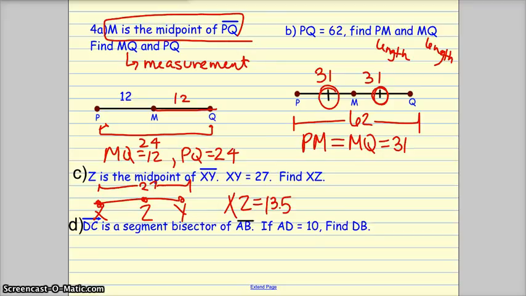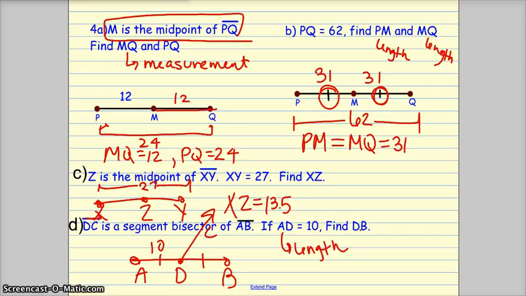DC is a segment bisector of segment AB. So here's segment AB. DC is a segment bisector. And notice DC is a ray. I don't think we've talked much about them yet, but it starts at D and goes towards C. Given the fact that it's a segment bisector, it's telling me that it's cutting the segment in half. If the length of AD equals 10, then find the length of BD. Well, since it's a segment bisector, the other side is 10 as well.